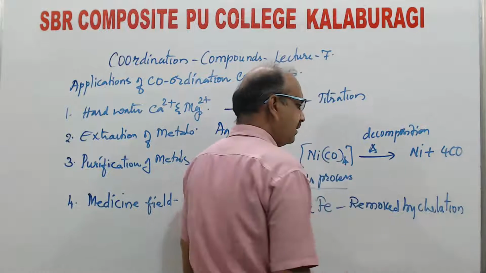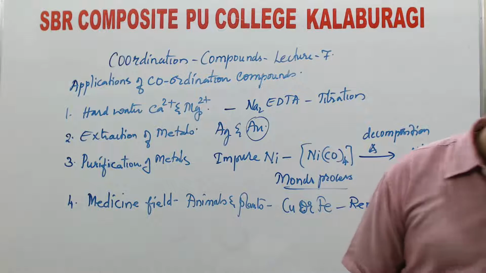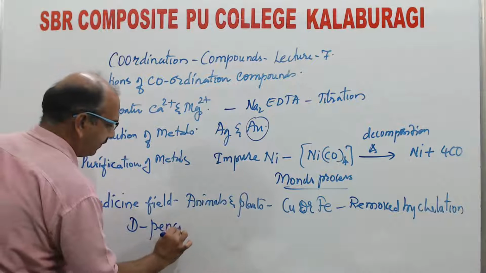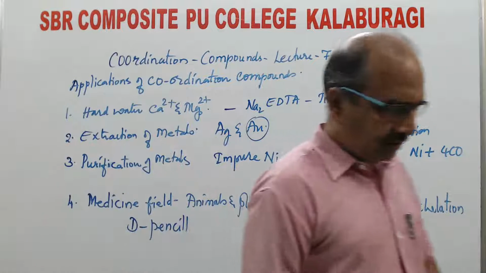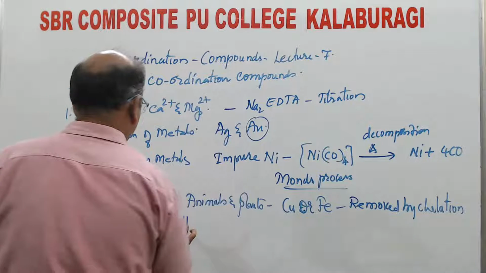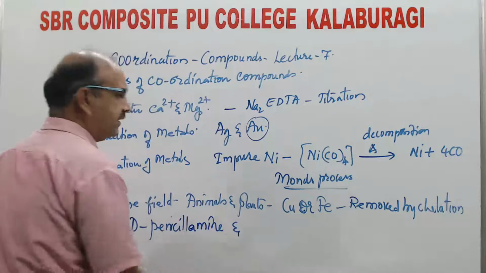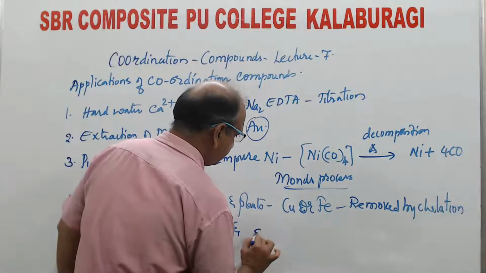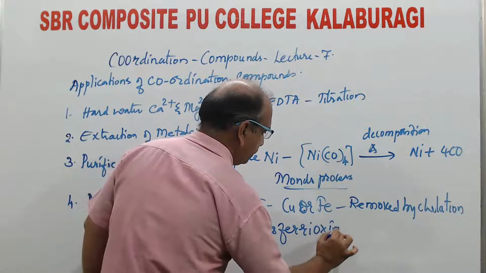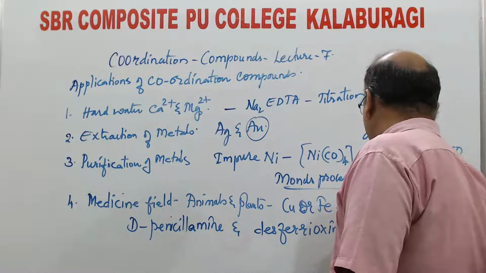Now, which are the chelating ligands? So you have dipenicillamine, penicillamine, and another is desferrioxime, desferrioxime B.